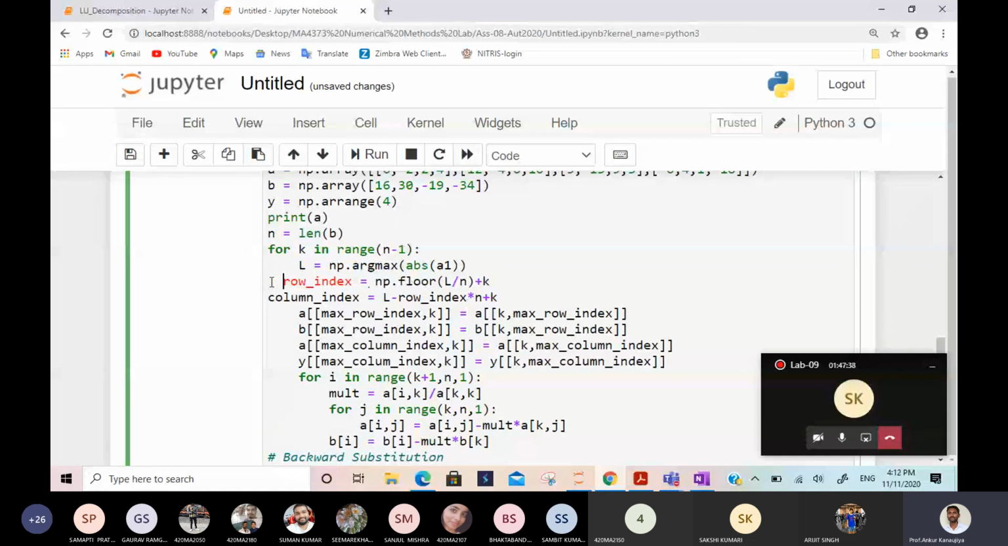First L will come, then row index. So here I will write the maximum row index and the maximum column index. It will be Gaussian elimination, complete pivoting.